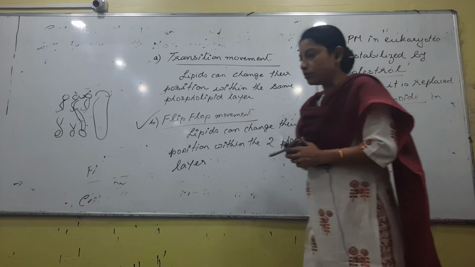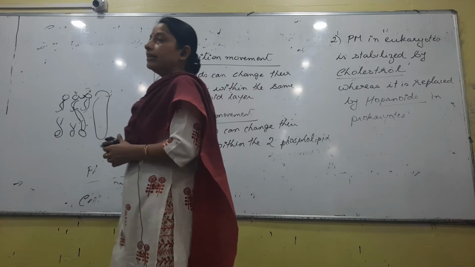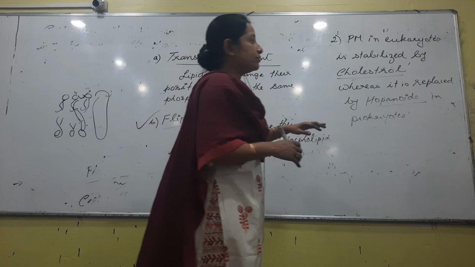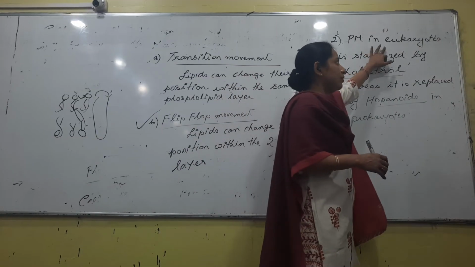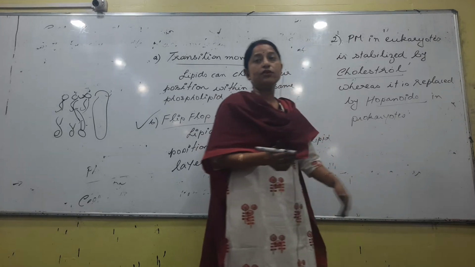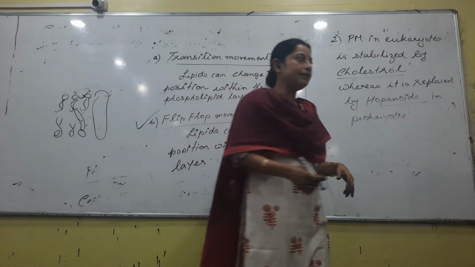So, you have two words, cholesterol and hopanoid. These are called membrane stabilizers, right? The membrane has to be kept stable. So, membrane stabilizer in case of a eukaryote, and membrane stabilizer in case of a prokaryote. And which membrane are we talking about? Obviously, the plasma membrane.